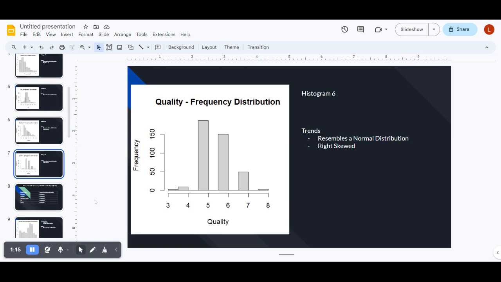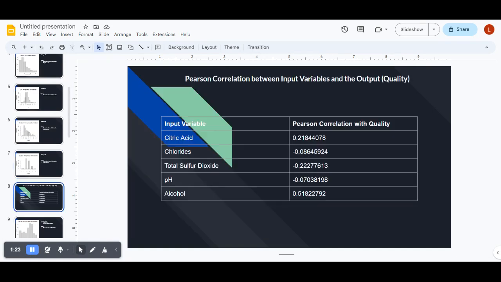After studying these distributions, we were tasked with selecting the four most appropriate input variables that need to be fit to our aggregation function. For that, we study the Pearson correlation between the input and the output variables. As can be seen from this table, pH has the lowest correlation with our output variable, so we will be discarding this variable from our aggregation function.